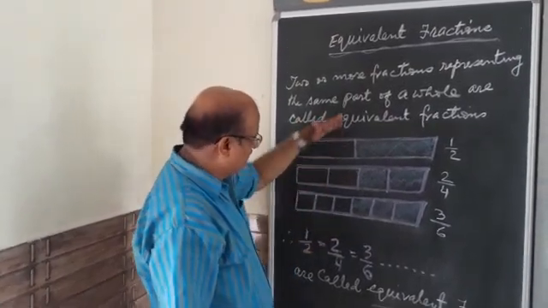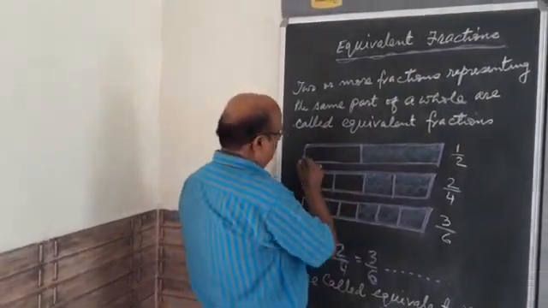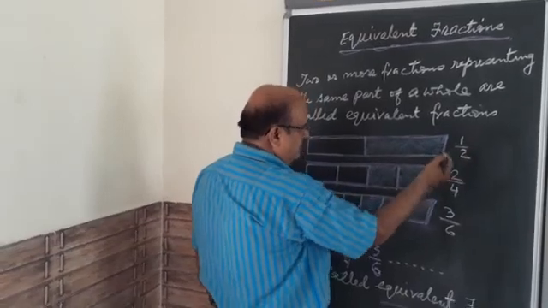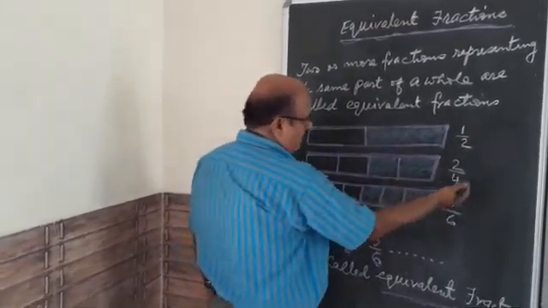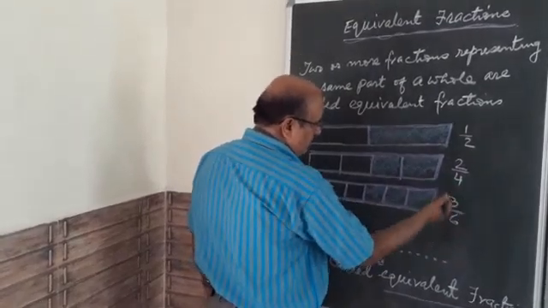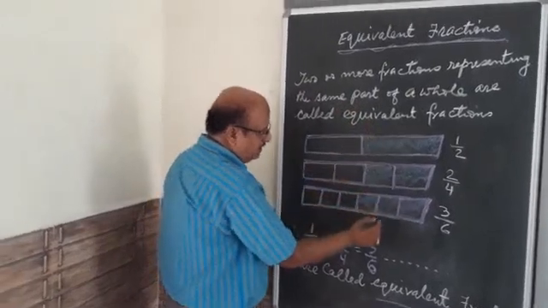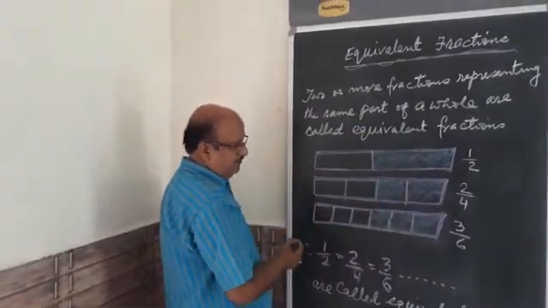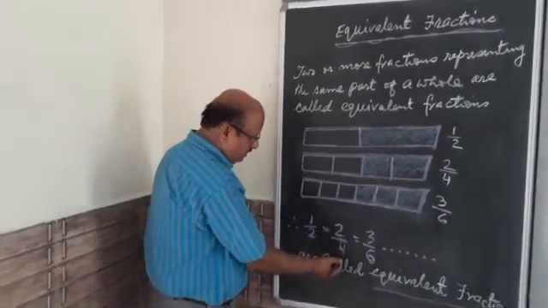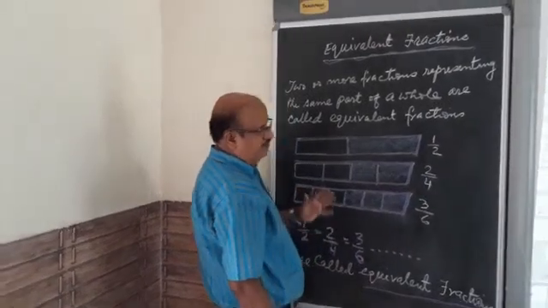So therefore you see the steps here. The first step is divided into two equal parts, out of that one is shaded. Second, four equal parts, out of which two are shaded. Six equal parts, out of which three are shaded. So therefore all these are representing the equivalent fractions. So the fractions like 1 by 2 is equal to 2 by 4 is equal to 3 by 6. They are all called equivalent fractions.